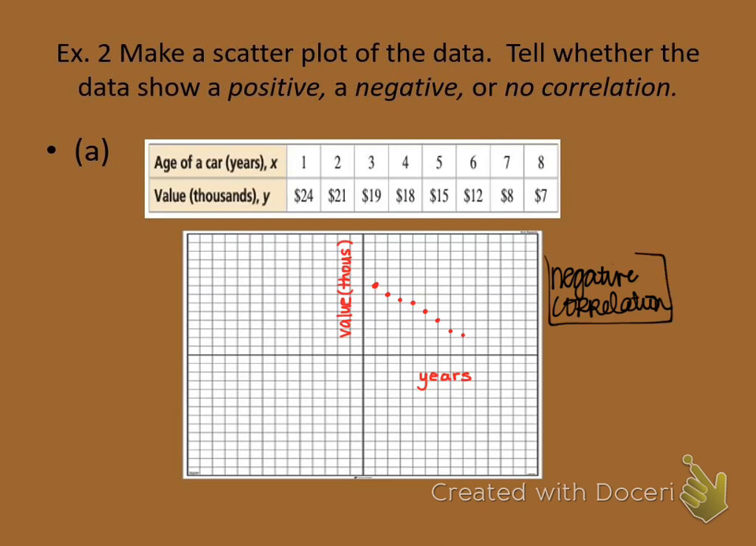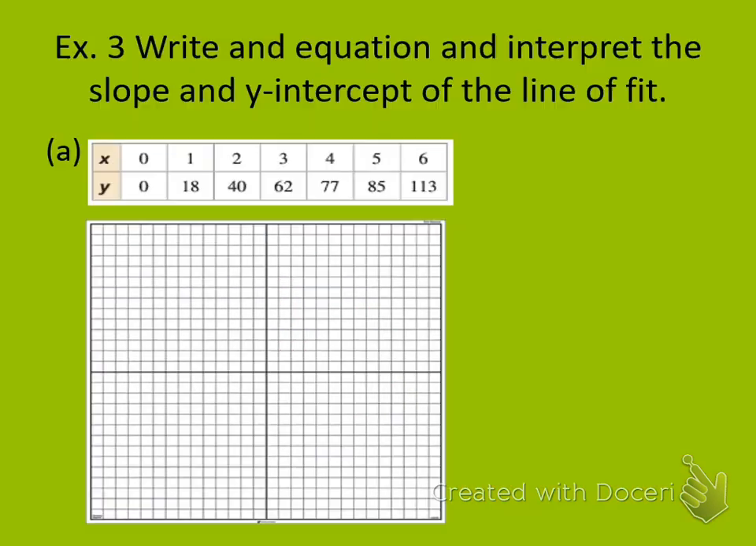All right. Any questions? All right. Lastly, example number 3. We're going to create another scatter plot, but this time they want us to write an equation. That should be the word an, not and. Sorry about that. Write an equation and interpret the slope and y-intercept of the line of fit. So this time we're going to find a line and we're going to write the equation of that line.